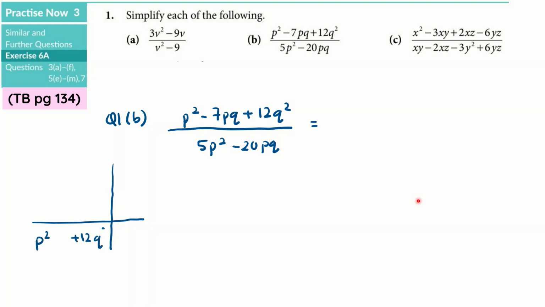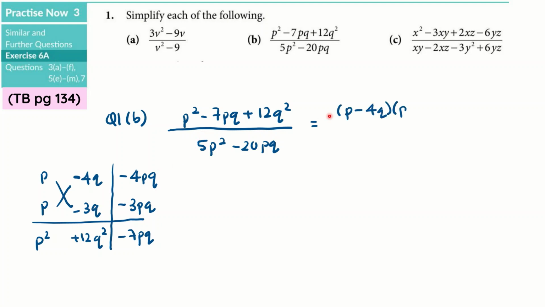We set up our table first to get p squared, plus 12q squared, minus 7pq. Then we think about the multiplication that will allow us to form and get this result. Then we do our cross and get negative 4pq with negative 3pq, for which they sum up to get this. Therefore, we have the minus sign here and minus sign here to get a positive over here. So therefore, my numerator will be factorized as (p minus 4q) times (p minus 3q).